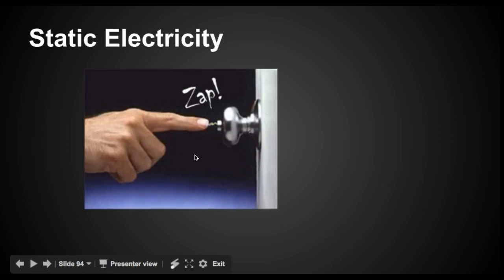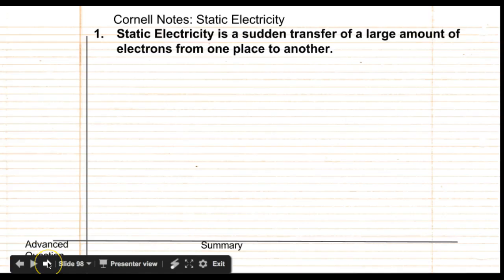One of the things that characterizes static electricity is that usually it's generated between two things that are in friction, and then it gets discharged or moved very quickly in one sudden movement. Ready? Let's move on to number 2.